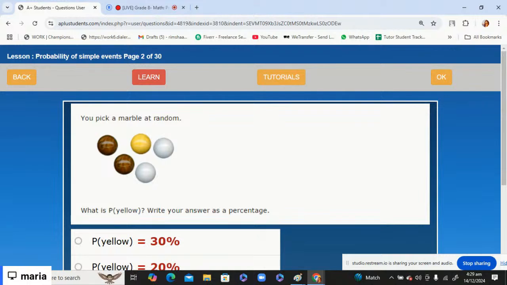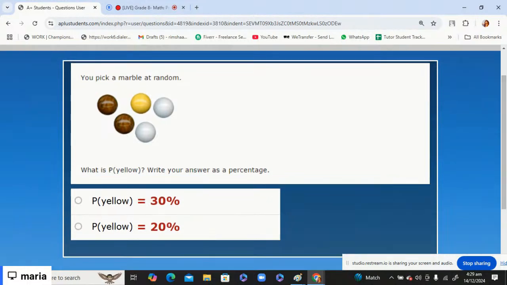You guys solve this question. You pick a marble at random. What is the probability of the yellow marble? First of all, check how many total, putting that in the denominator, and then how many yellow, putting that in the numerator. That's it.